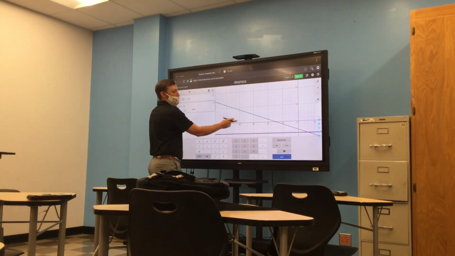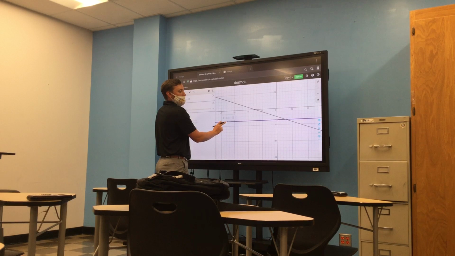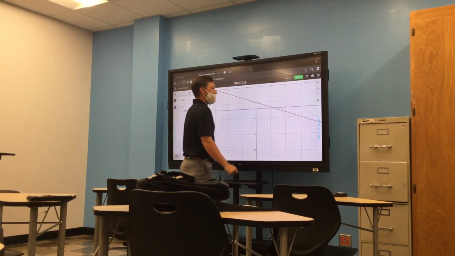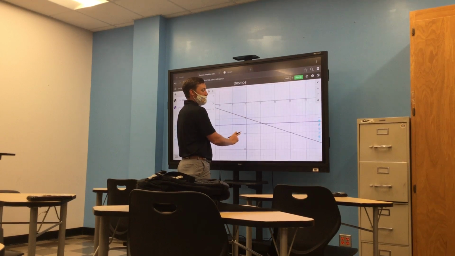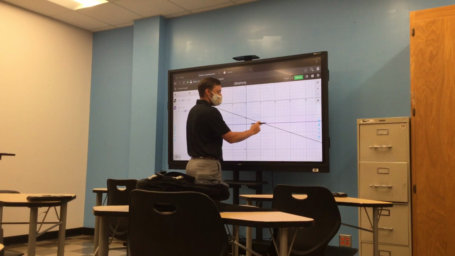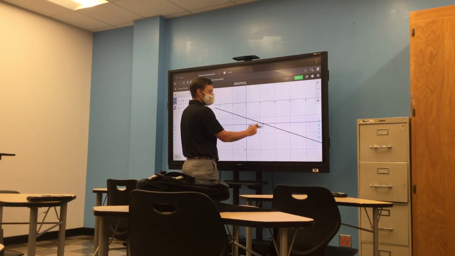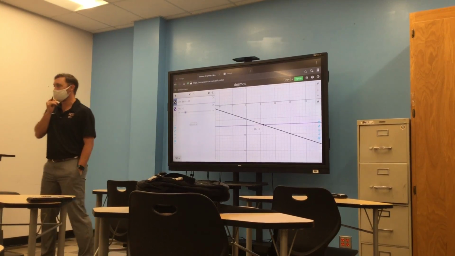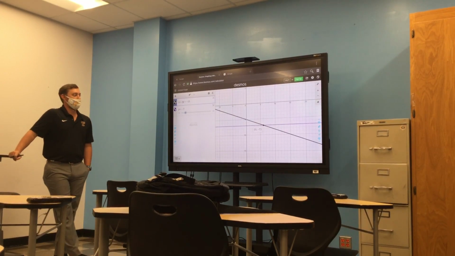Let's go over to my intersection. I want to zoom in a little bit so I can get a better look at my numbers. And right here I've got my intersection. All I need to do is touch that intersection, and it gives me my ordered pair. So my solution is 6, negative 7.